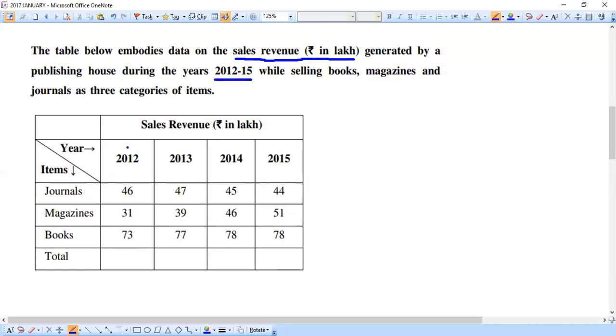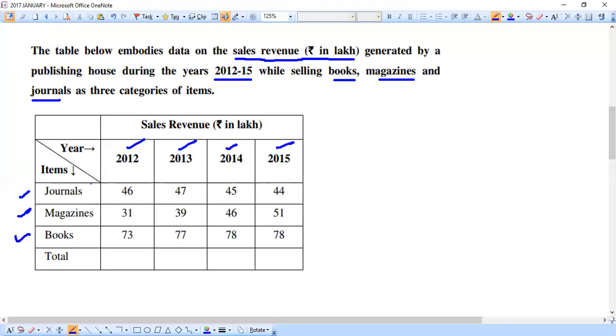We have 4 columns: 2012, 13, 14, 15. And while selling books, magazines, and journals as 3 categories of items. So we have 3 categories. So that means this table is clearly giving us information about how much sales has happened in terms of lakhs when selling 3 different categories: journals, magazines, and books, in 4 different years, from 2012, 2013, 14, and 15. This is all we have. And that too, we have these numbers in terms of lakhs.